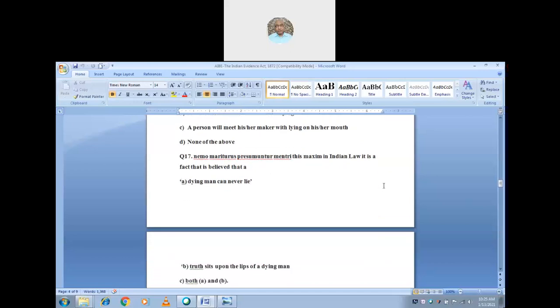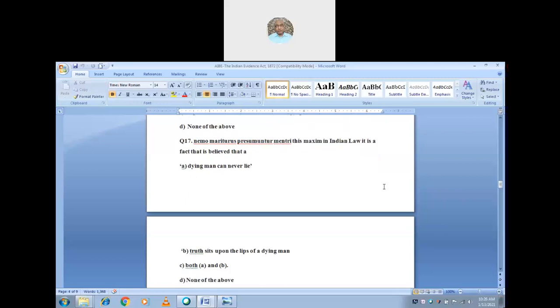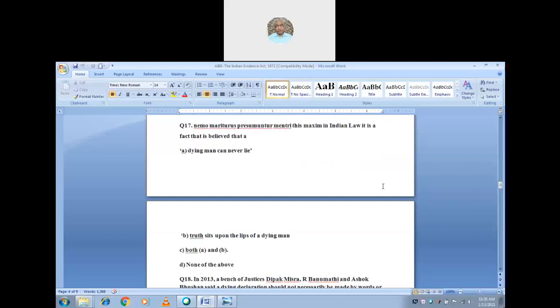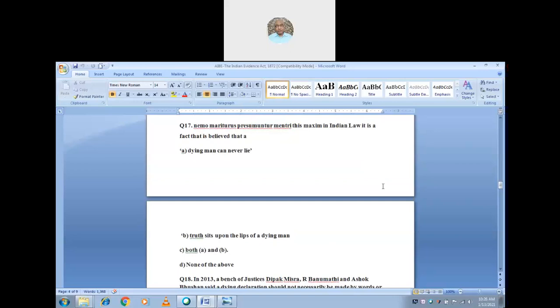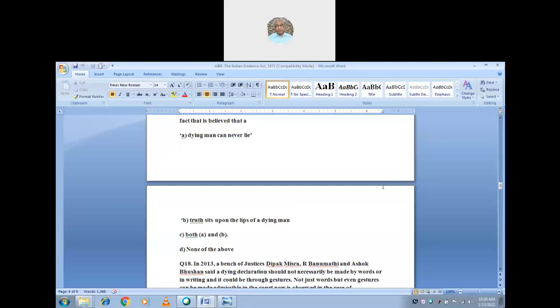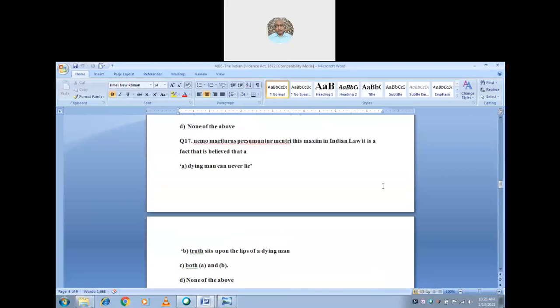That means the 17th question, nemo moriturus praesumitur mentiri. In India, we will make this maxim out in this way: a dying man can never lie, and truth sits upon the lips of a dying man. Then both A and B, and D is none of the above. The answer is very clear: both A and B is the right answer.